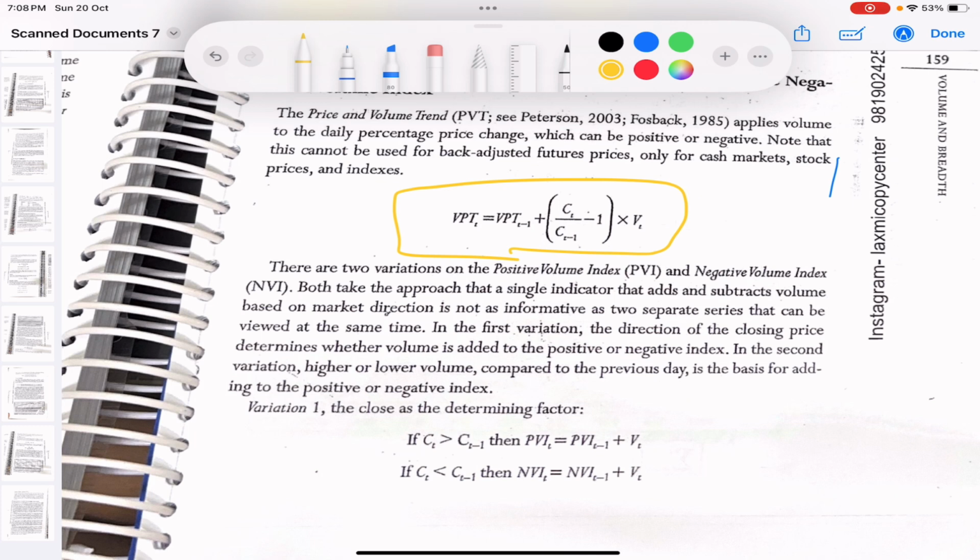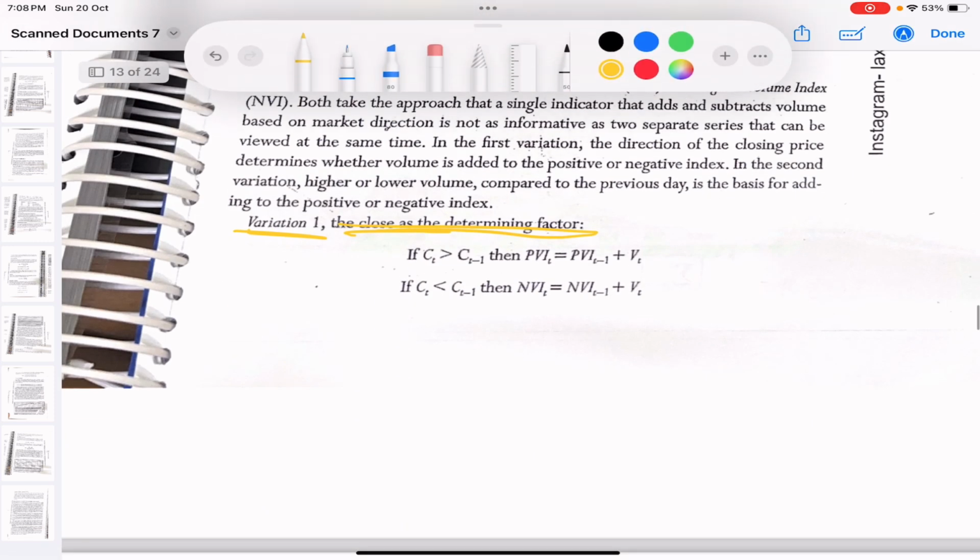Okay. So the first variation is the close is the determining factor. If the close of today is more than the close of yesterday, then the positive volume index will be yesterday's plus the volume. Whereas if today's close is less than yesterday's close, then the negative volume index will be yesterday's negative volume index and you are going to add the PVT. Why are you adding here? Because you're anyway taking it to negative, right? If it was positive, then you would have minus, but you need more of the negative volume, so you are adding here. That is why in both the formulas you can see add.